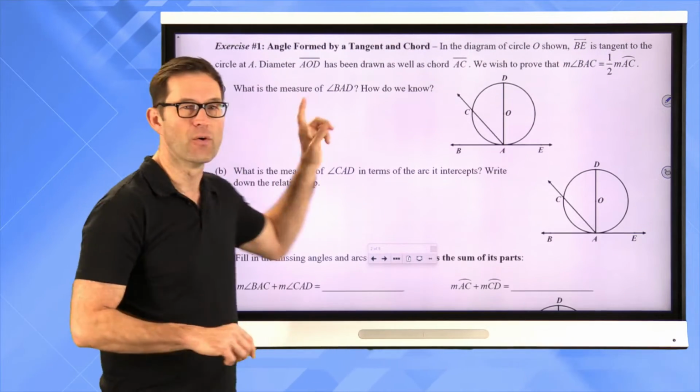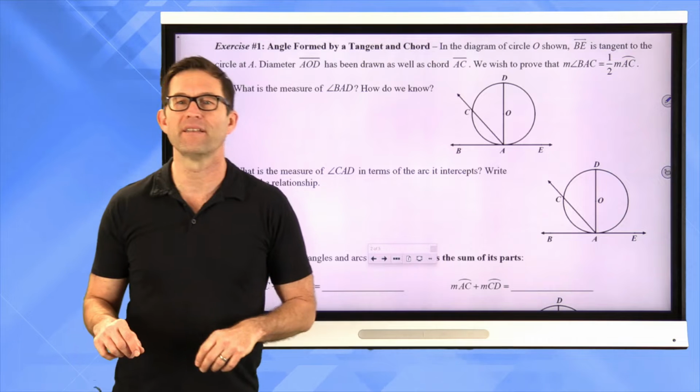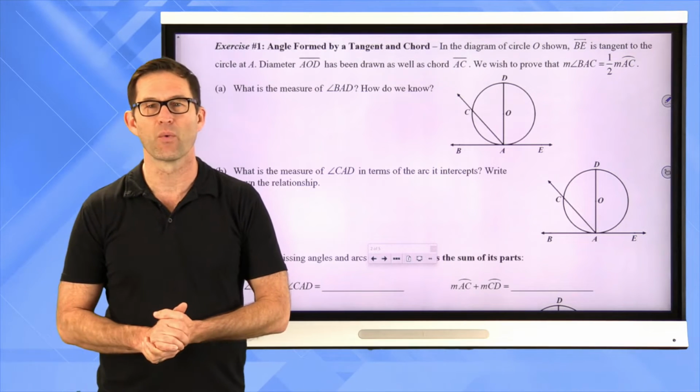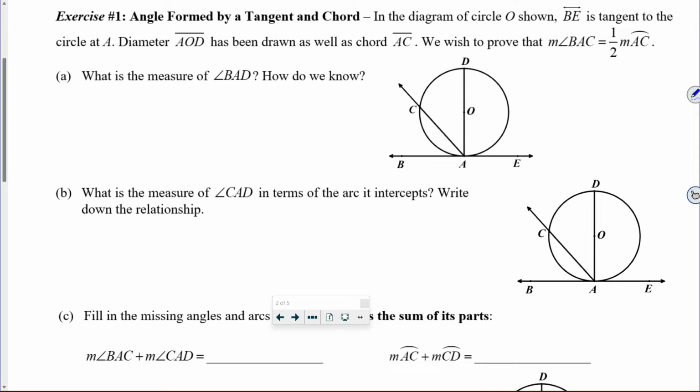Now, let's start though by proving the angle formed by a tangent and a chord in exercise number 1. In the diagram of circle O shown, BE is tangent to the circle at A. Diameter AOD has been drawn as well as chord AC. We wish to prove that the measure of angle BAC is 1/2 the measure of arc AC.